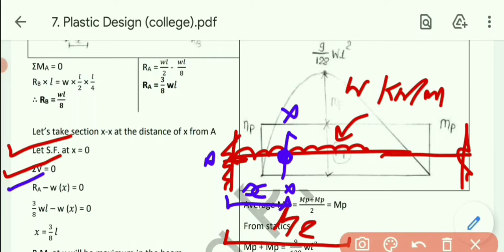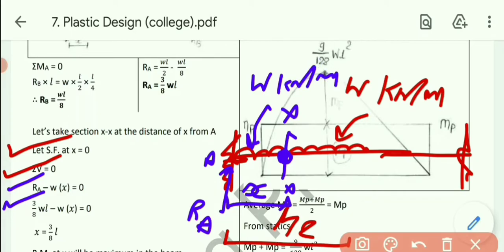Okay, so simple, upward is plus, downward is minus. Talking about upward, RA will be there, that is upward. So RA minus this portion's UDL, W kilonewton per meter, times the distance x. That is acting in the downward direction, so it is taken as negative. So RA minus W into x.